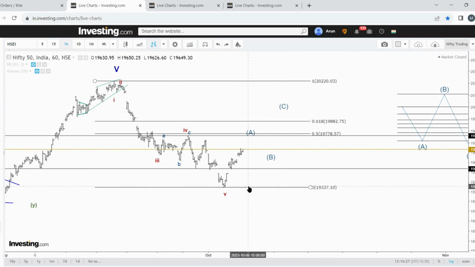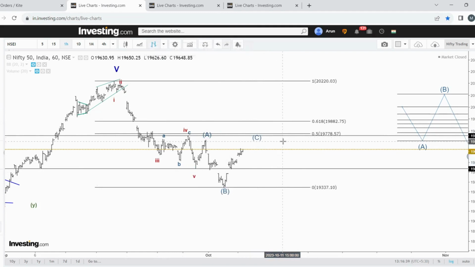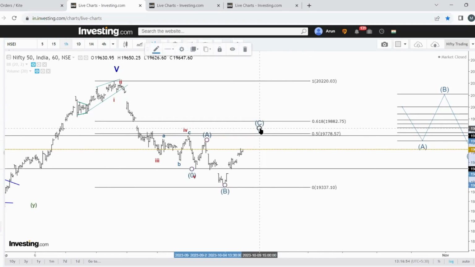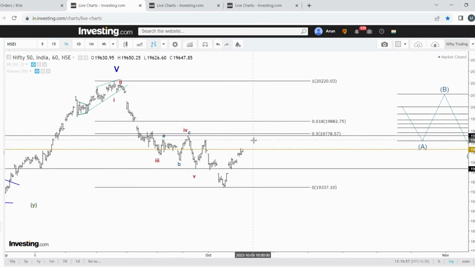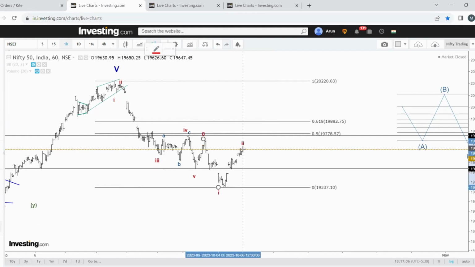Okay. Suppose it is an irregular flat, that is wave A has ended here, and this is A, B, and C, we need to watch this level, 19,720. Okay, this level we just discussed before. Or it may even cross more than 1.618, but we have to first watch this level. So what happens if the price does not cross above this level, 720, and moves downwards? This could be wave 1, wave 2, and wave 3 of wave C.